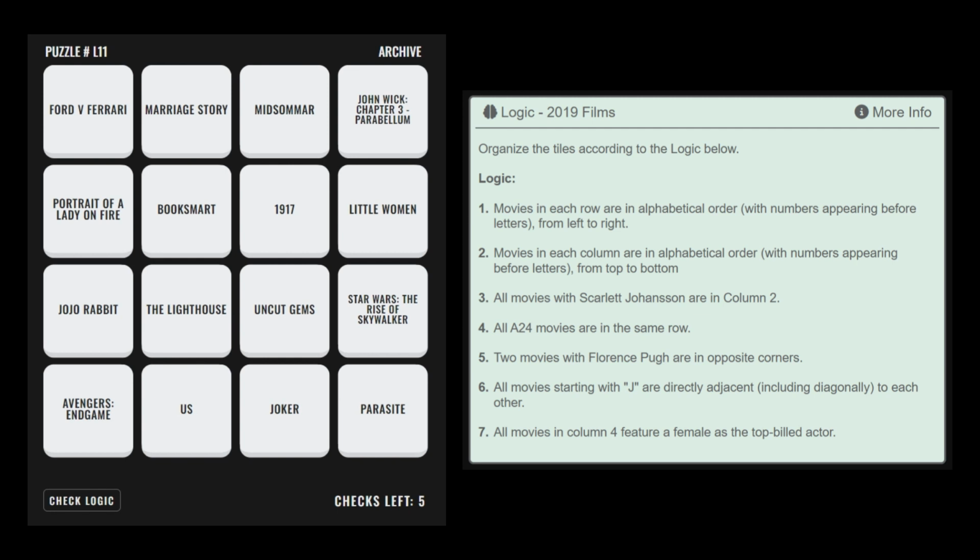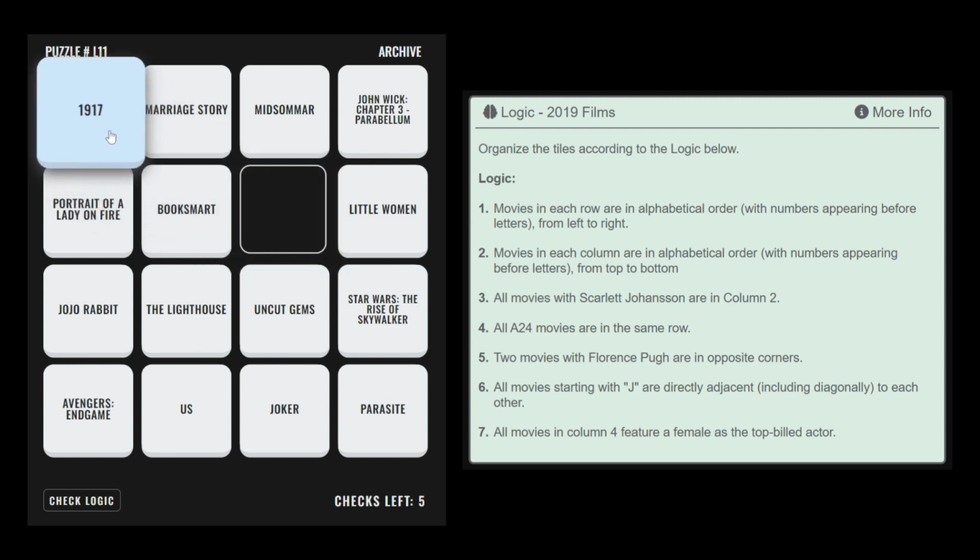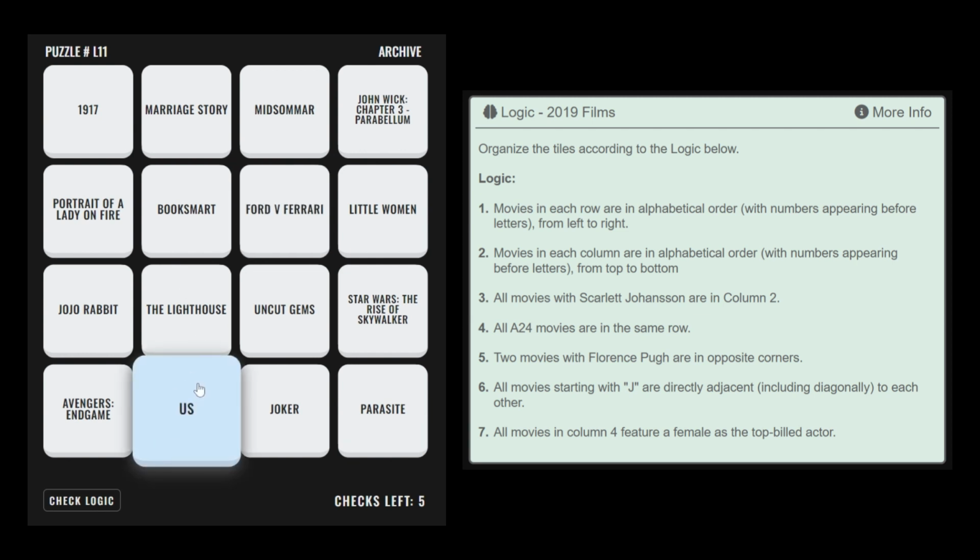From rule number 1 and rule number 2, we know that the films must be in alphabetical order in the rows and columns of the grid. This must mean that 1917 should be in the top left corner and Us should be in the bottom right corner. From rule number 5, we know that movies with Florence Pugh should be in opposite corners.